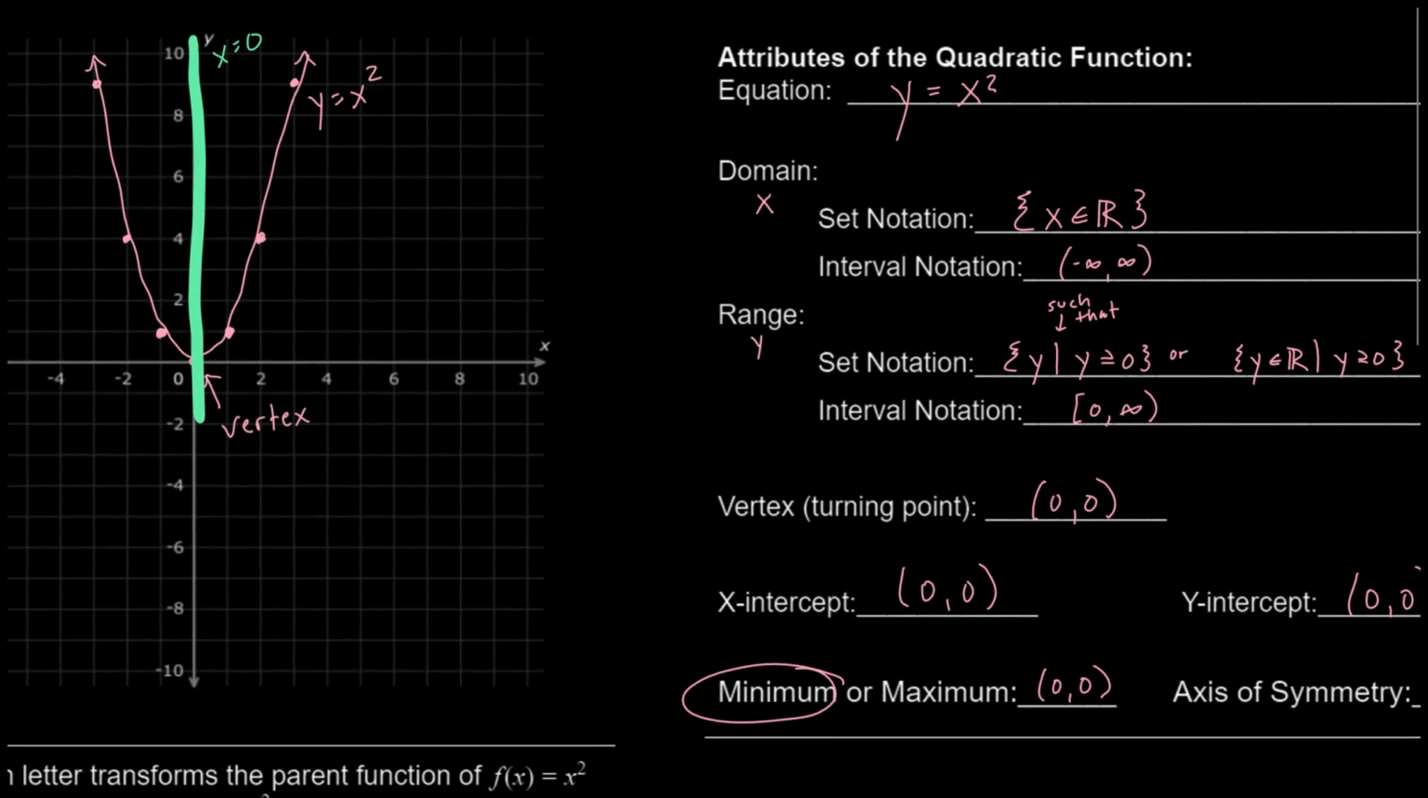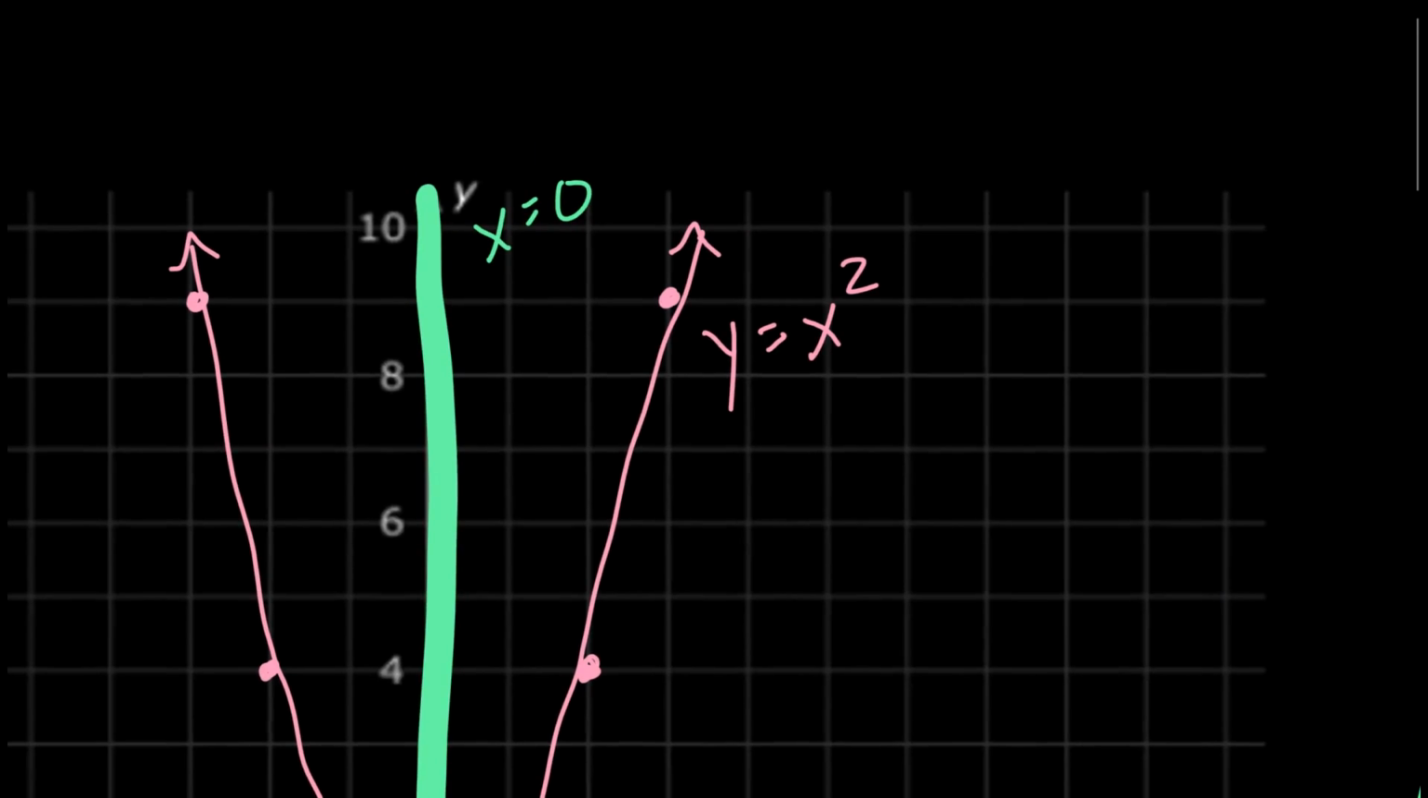This is the, oh, come on, zoom in. What is going on? There we go. This is the axis of symmetry.